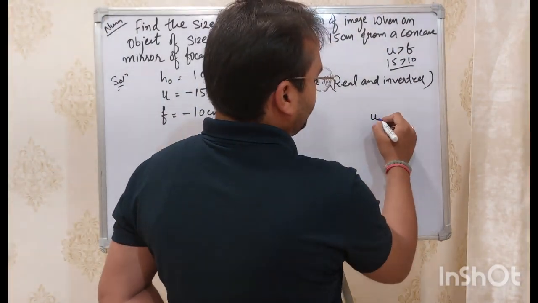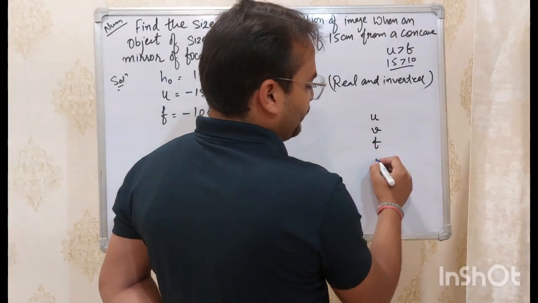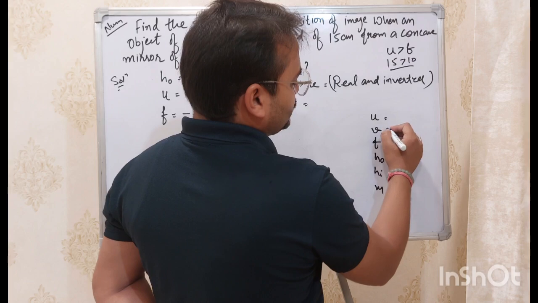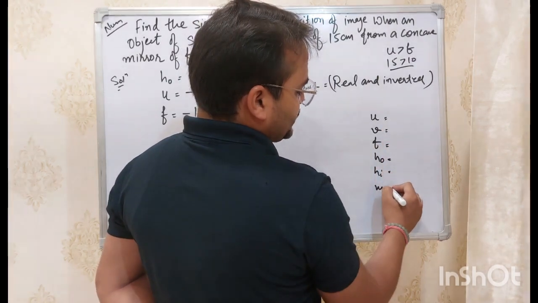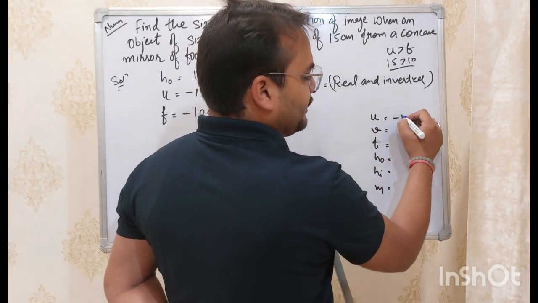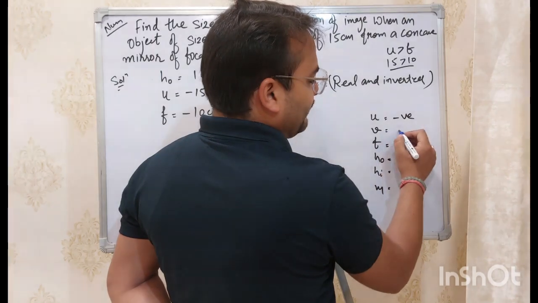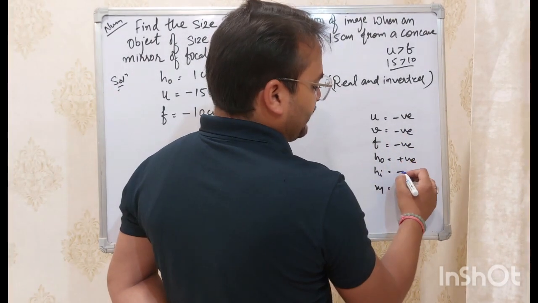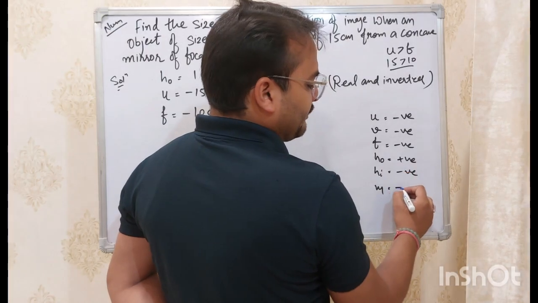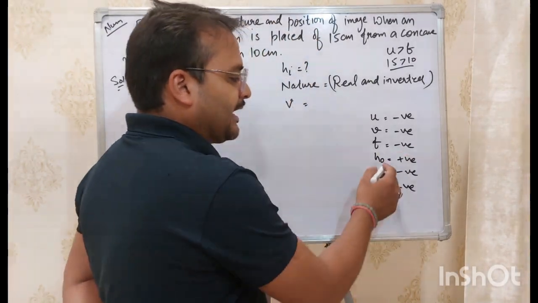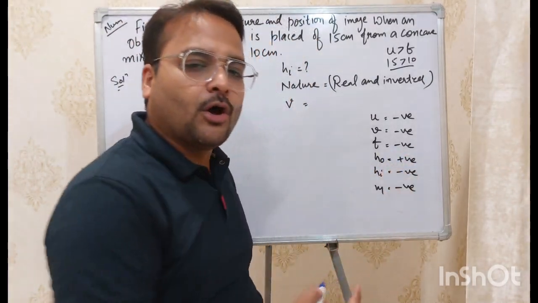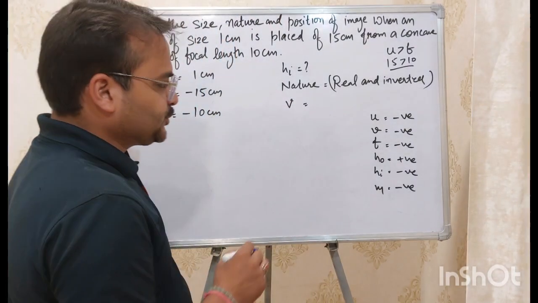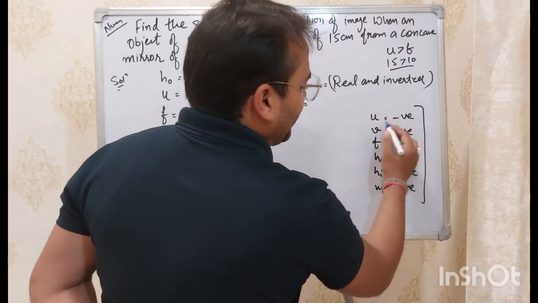So for a real image: U, V, F, HO, HI, and then magnification. These are the things which you have to use. U value for a real image is negative, V value also negative, focal length negative, height of the object positive, height of the image negative, and magnification also negative. As I have told you, only the height of the object is positive; all other things are negative in a real image. So U value negative we will consider.